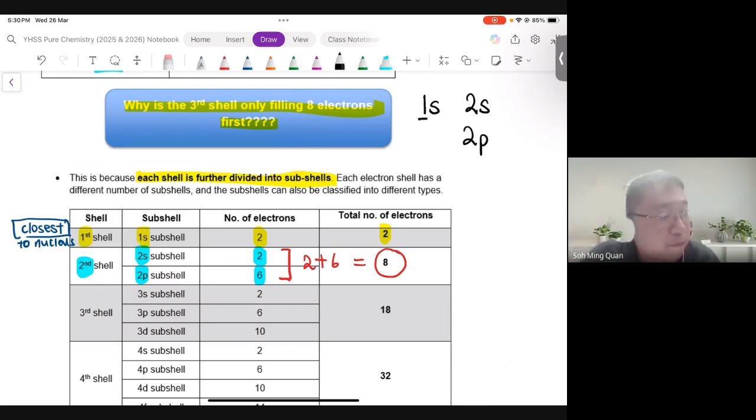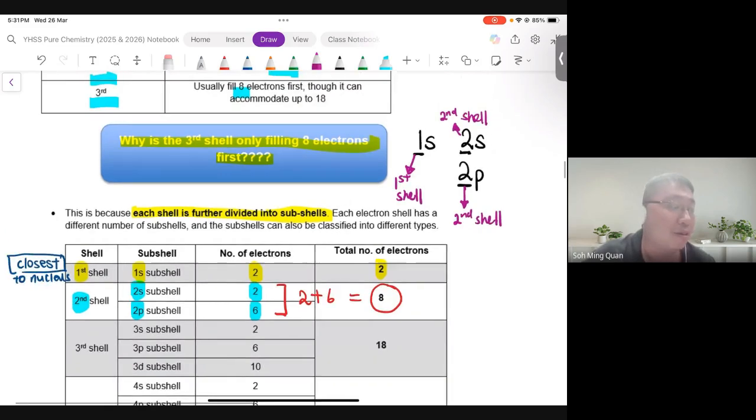The numbers in front of the subshells do not mean we multiply. We do not multiply. The number in front tells you which shell it is from. So 1s just means it's the s subshell from the first shell. 2s means the s subshell from the second shell. Similarly, 2p means the p subshell from the second shell.